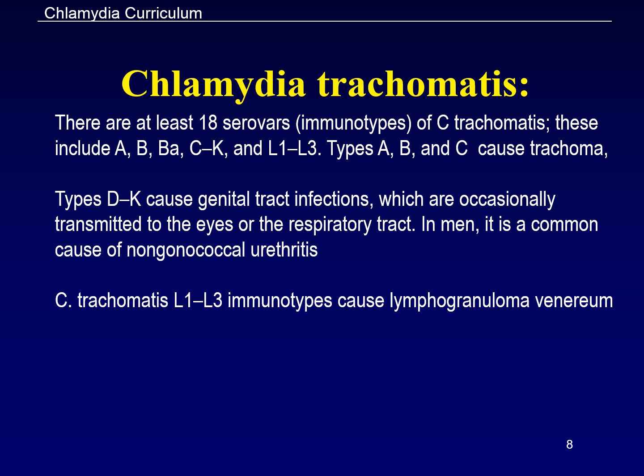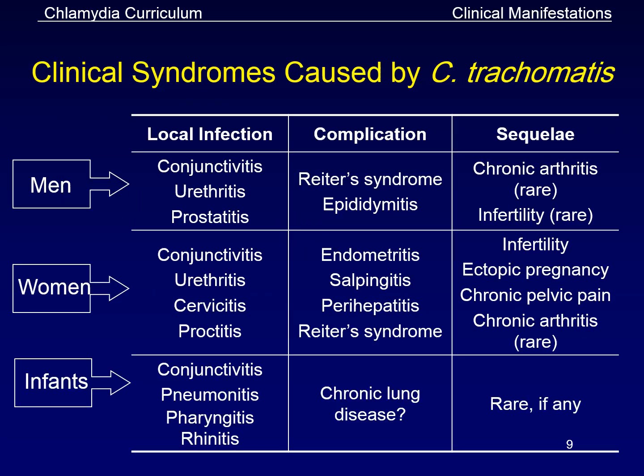In addition, Chlamydia trachomatis L1, L3 immunotypes can cause lymphogranuloma venereum, which is a sexually transmitted disease with lesions on the genitalia and lymph nodes. This is a clinical syndrome caused by Chlamydia trachomatis in men, women, and infants.